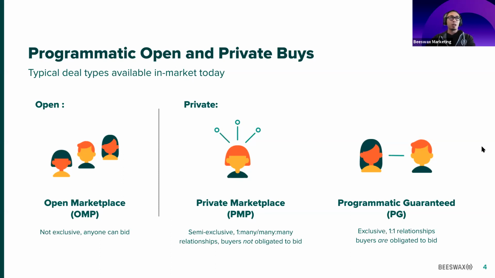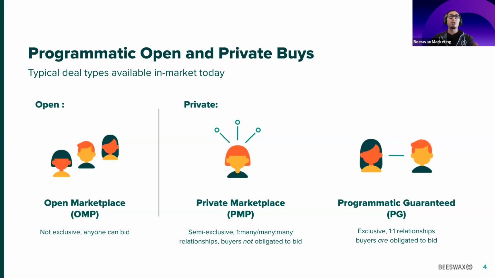So the private marketplace is probably the most common type of private deal and stands like a step up above the open marketplace. It is semi-exclusive, and frequently you'll either see a one-to-many or many-to-many relationship between sellers and buyers. So it could be one seller, many buyers, or many sellers and many buyers within the same private marketplace. But these are pretty standard auctions typically, so buyers are not obligated to bid within a private marketplace.